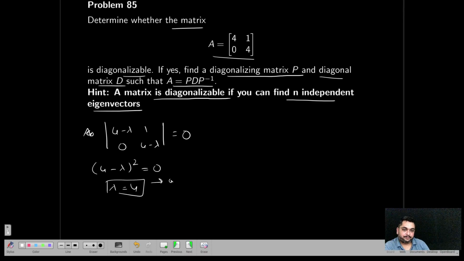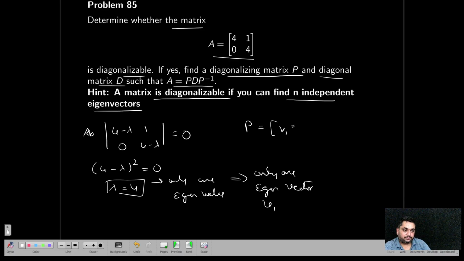With only one eigenvalue. That means what? That implies I will get only one eigenvector, say V1. But I need to form this matrix P. It will be equal to V1, V2. V2 is not there because there is only one eigenvalue. So this is not diagonalizable.